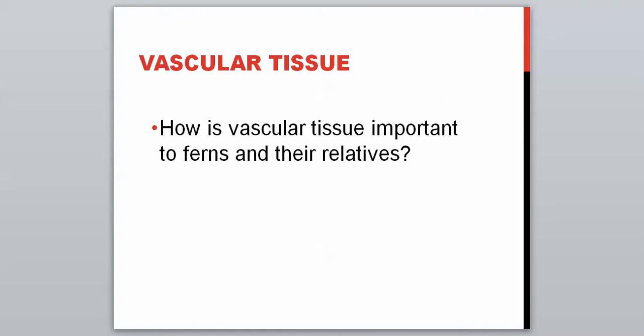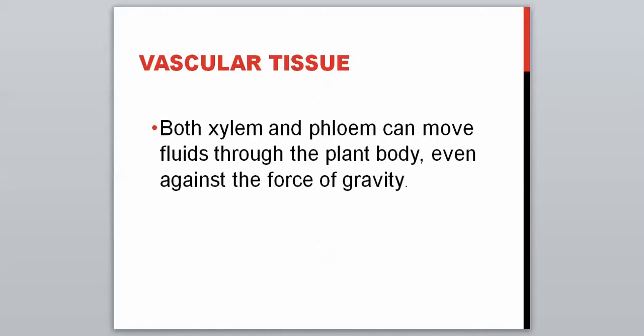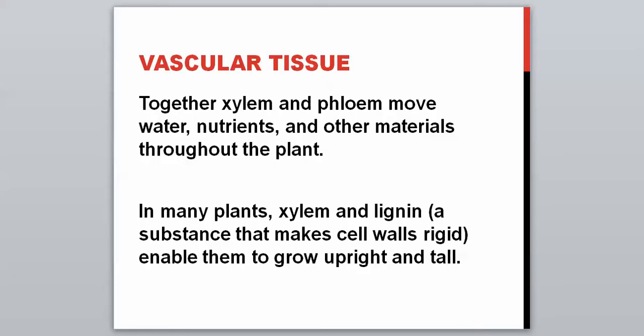Since we know what vascular tissue is, we're going to look at how it's important to ferns and their relatives. Both xylem and phloem can move fluids through the plant body, even against the force of gravity. As you know, it is natural for things to want to fall, and xylem and phloem are specialized to fight that natural force of gravity. They can start at the roots, and they can move things up into the leaves, into the stems, and to the other parts of the plant that are going to need the water and the nutrients. And together, xylem and phloem move water, nutrients, and other materials throughout the plant.